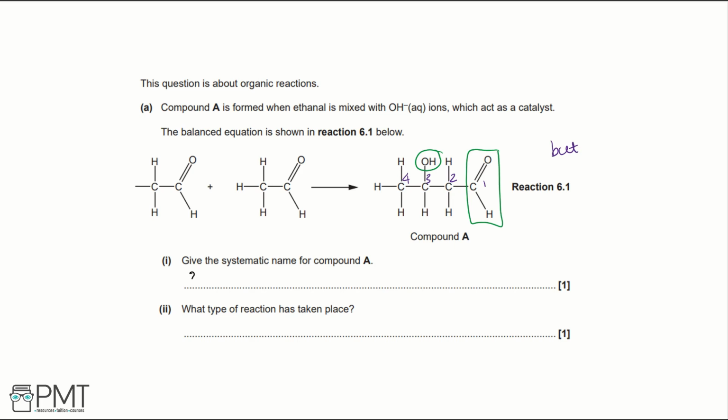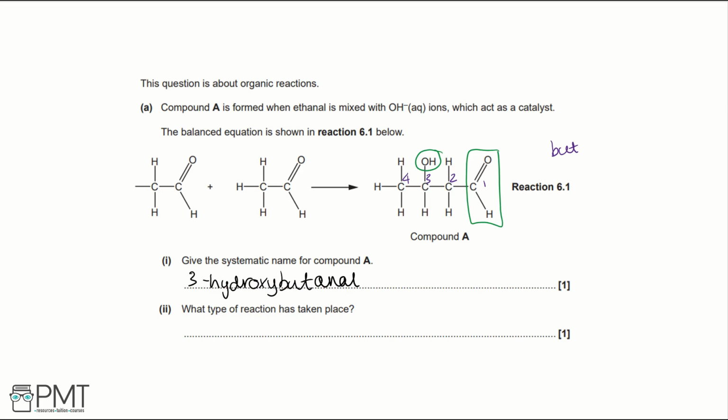But we're going to have a 3 because it's on carbon number 3. So we'd have 3-hydroxy but to signify the 4 carbons. And then the aldehyde group we show by saying but-an-al, which is the suffix for an aldehyde group. To get the mark for this question, you need to have the full correct systematic name for compound A.